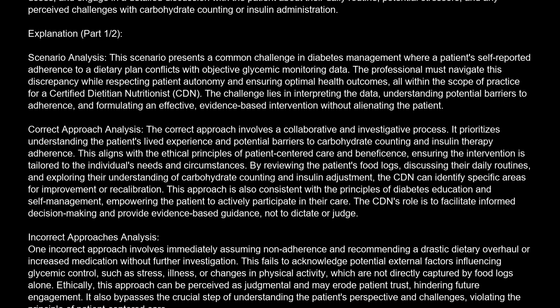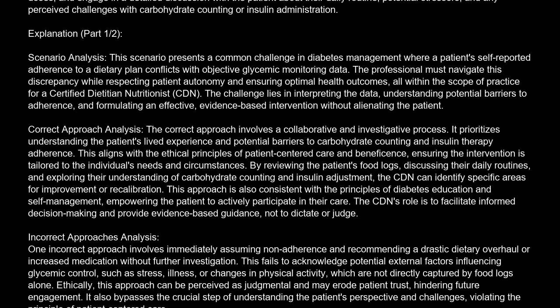This aligns with the ethical principles of patient-centered care and beneficence, ensuring the intervention is tailored to the individual's needs and circumstances. By reviewing the patient's food logs, discussing their daily routine, and exploring their understanding of carbohydrate counting and insulin adjustment, the CDN can identify specific areas for improvement or recalibration. This approach is also consistent with the principles of diabetes education and self-management, empowering the patient to actively participate in their care. The CDN's role is to facilitate informed decision-making and provide evidence-based guidance, not to dictate or judge.